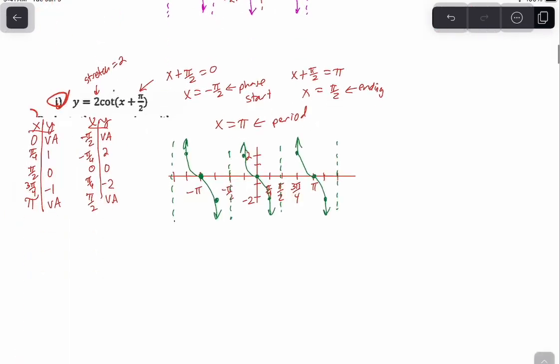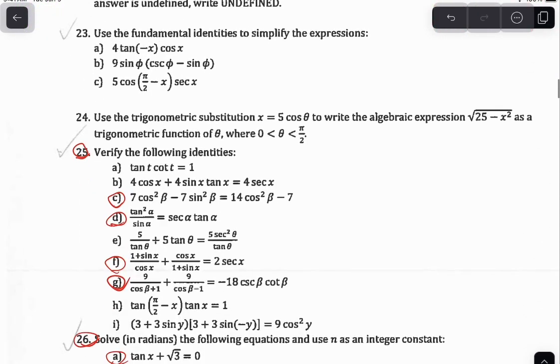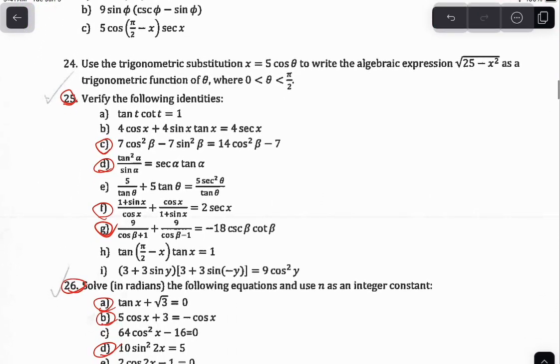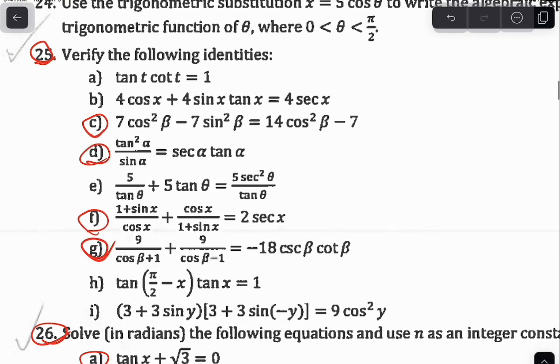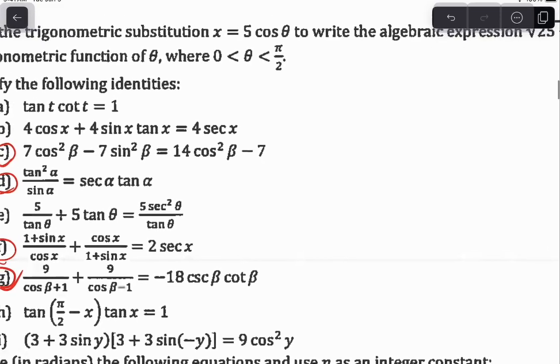Okay, now let's scooch past some of this stuff. Please, let's look at 25. Now, for verifying trig identities, do expect that there is going to be at least one problem where you're going to have to verify a trig identity and then take a picture of the work and show me, okay? So just make sure you're showing me all the steps there. So let's take a look at C.